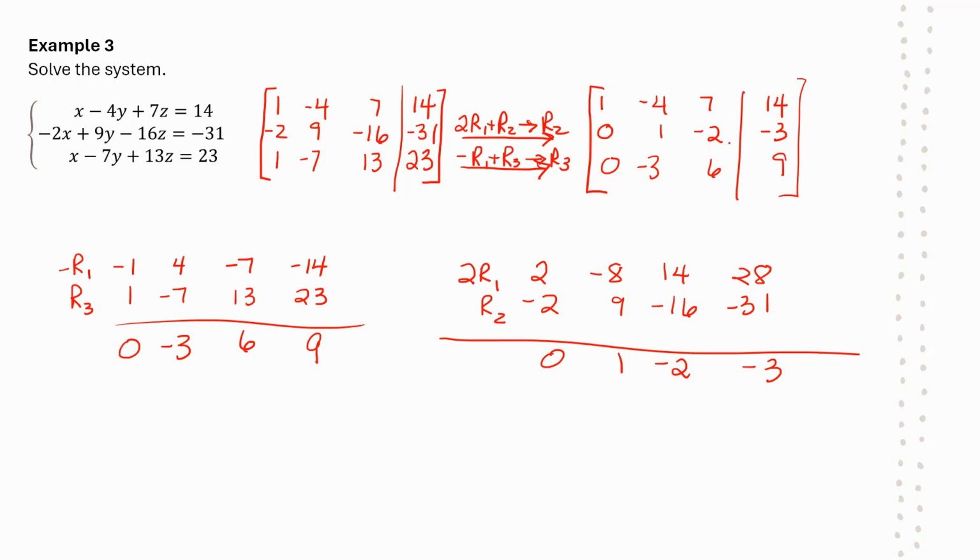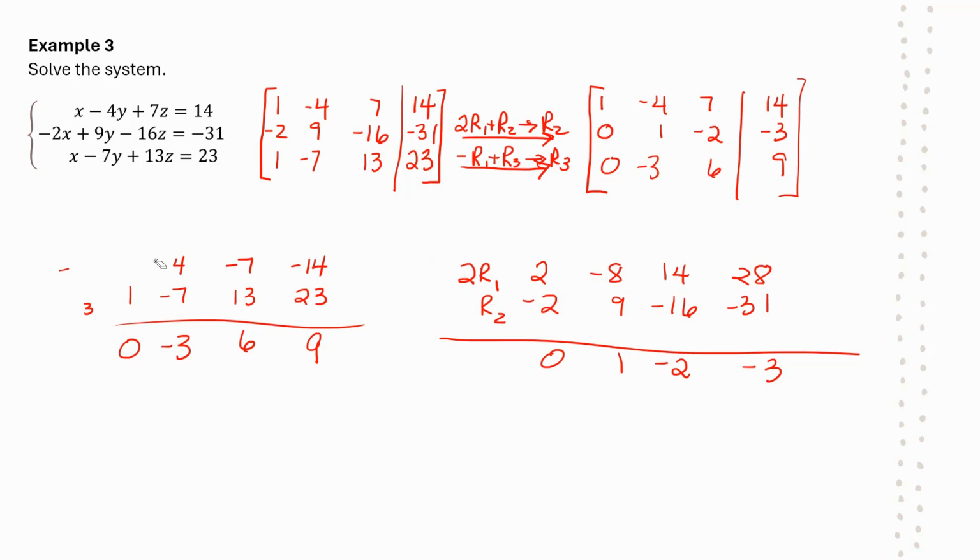The second row has a 1 as its leading term, and that 1 is to the right of the 1 in the first row, so that's all good. Now we just need to get rid of that -3 that's underneath that 1 in the second row. To do that, we will multiply the second row by +3 and add it to the third row.